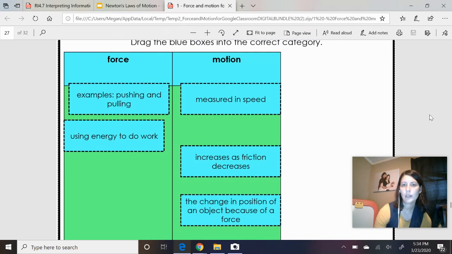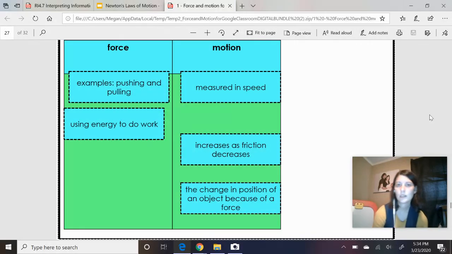All right, looking at your vocabulary, we've already learned about force the day before, and then we learned about motion yesterday. So force examples are pushing and pulling and using energy to do work. Your examples for motion are measured in speed, increases as friction decreases, and the change in position of an object because of a force. And remember, friction is what's going to cause your things to stop rolling or make it more difficult for it to roll.